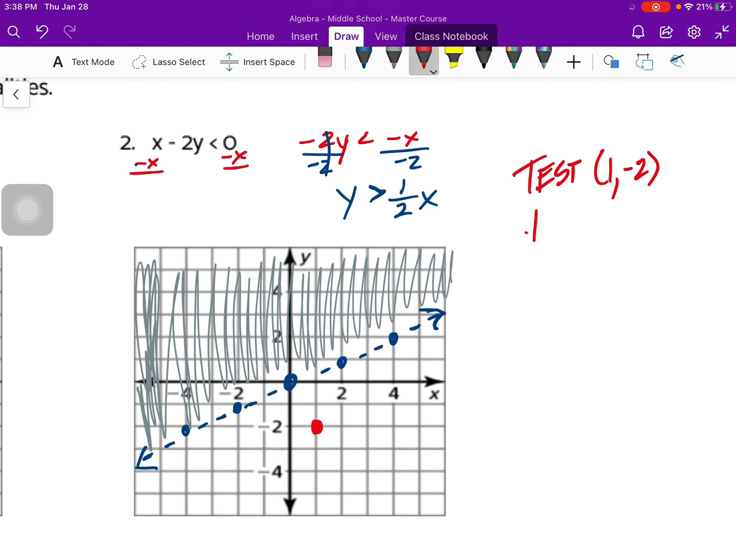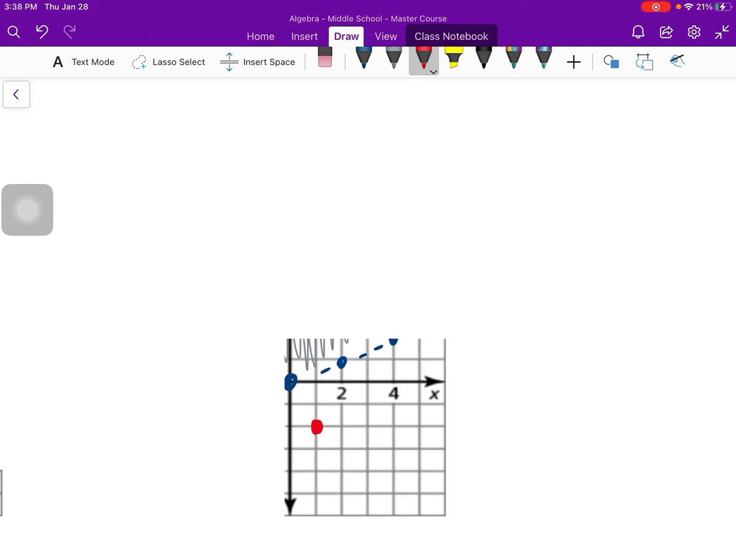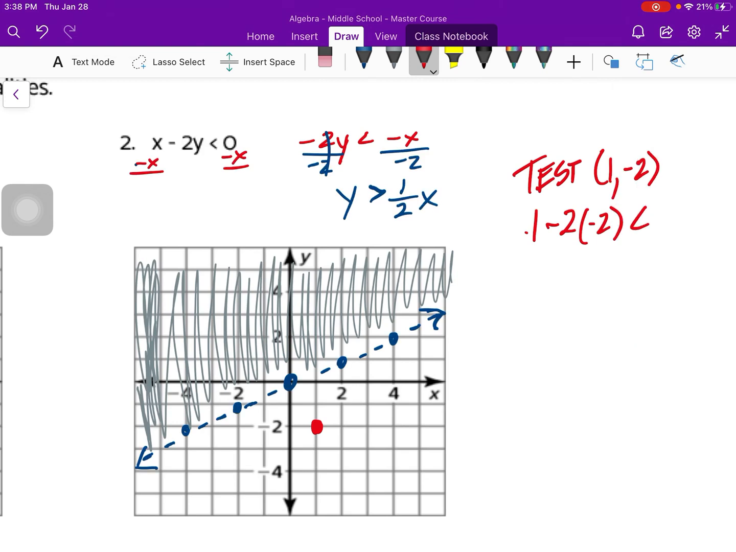So when x is 1 and y is -2, I want to know is 1 minus 2 times -2, there we go, is that less than 0? Okay, so this becomes 1 plus 2, which is 3. 3 is not less than 0, so it means that point should not be part of my solution set. So it looks like I've shaded the correct area of my graph.